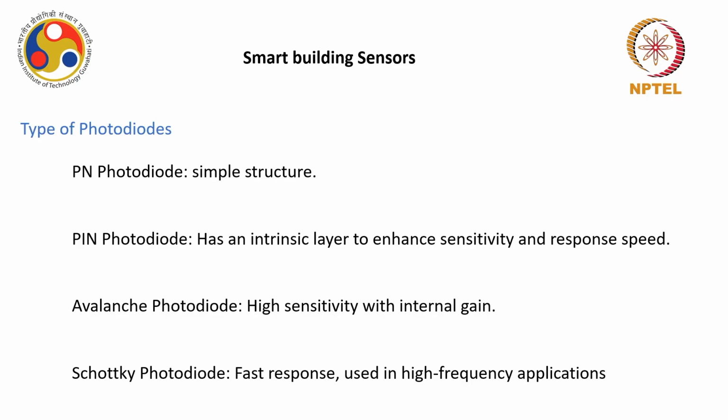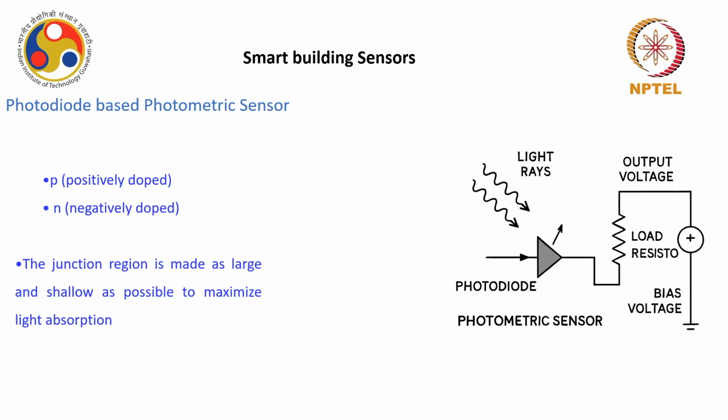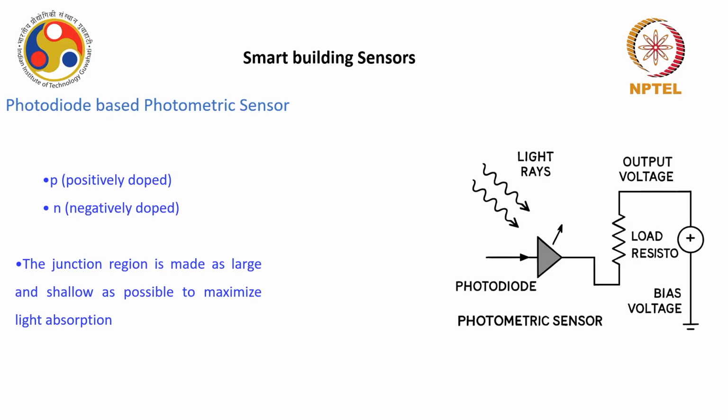Then you have avalanche photodiodes as well as Schottky photodiodes. The avalanche photodiodes have higher sensitivity and the Schottky photodiodes have faster response and mostly are confined to high frequency applications. So in this topic we will confine ourselves to a simple PN photodiode. Once we understand this, understanding other photodiodes will not be that difficult. So we all are aware about a PN junction.